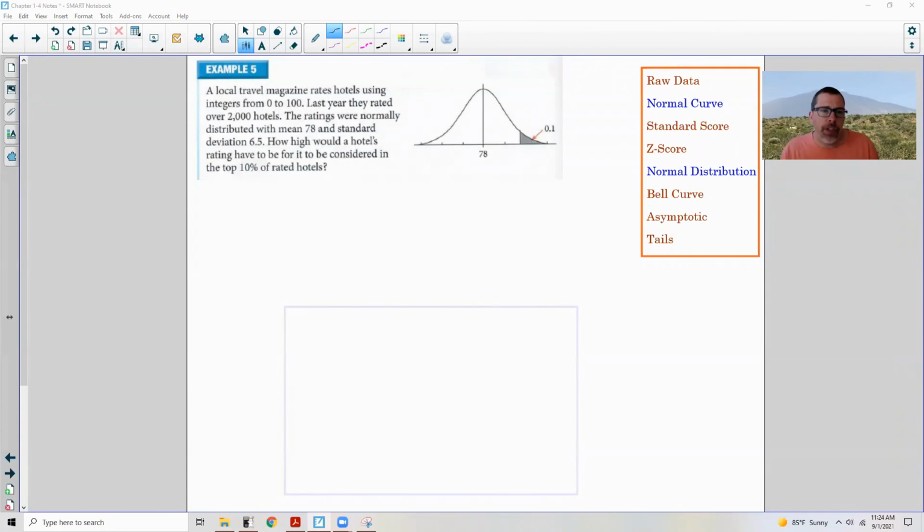Example 5 says a local travel magazine rates hotels using integers from 0 to 100. Last year, they rated over 2,000 hotels. The ratings were normally distributed with a mean of 78, which is given in the diagram, and a standard deviation of 6.5. How high would a hotel's rating have to be for it to be considered in the top 10% of the rated hotels?